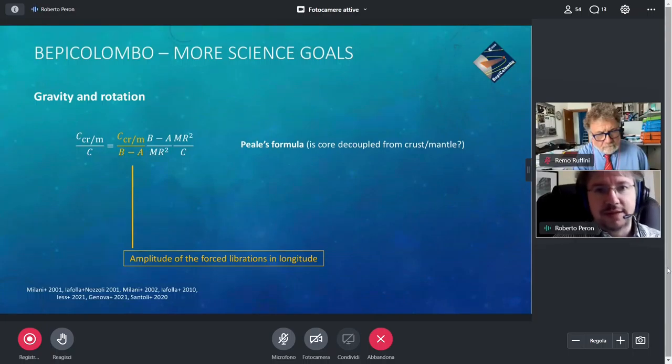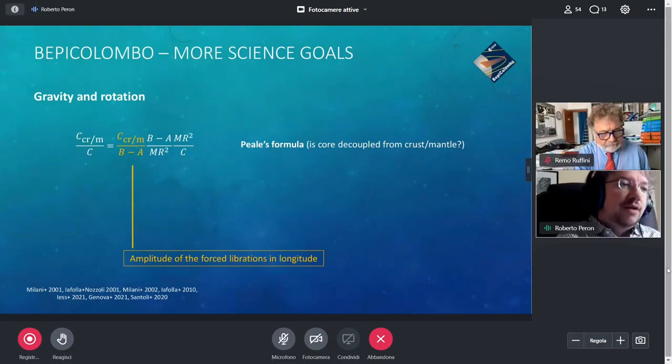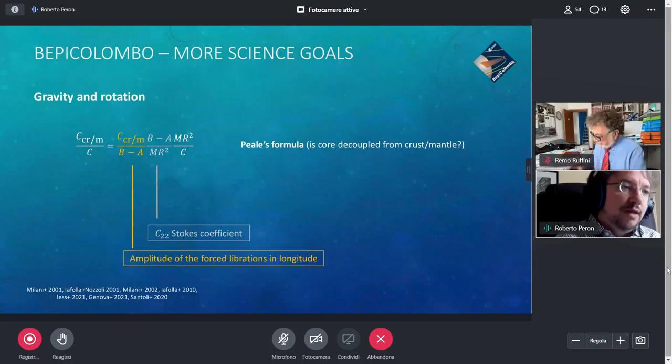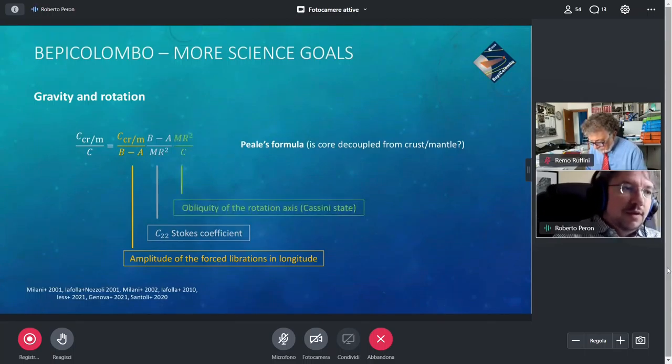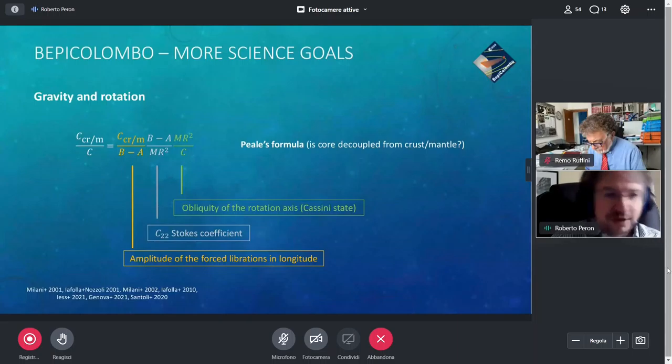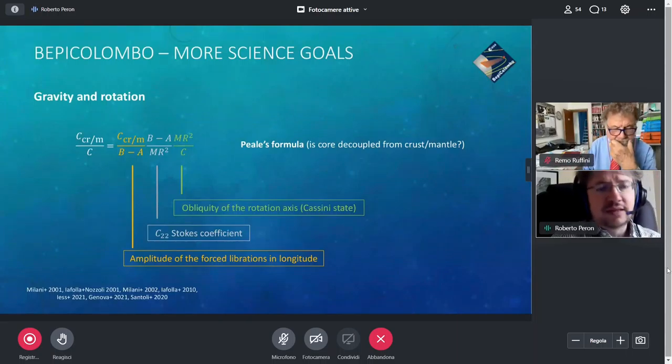We have to remember that the orbit of Mercury around the Sun is very elliptical, so this forcing is periodical, on the bulge of the planet. The second term can be obtained by the C2-2 Stokes harmonic coefficient of the gravitational field of the planet, and the third from the obliquity of the rotation axis. The obliquity is the angle between the rotation axis and the revolution plane of Mercury, which is not exactly the ecliptic. We know that Mercury is in the so-called Cassini state of rotation.